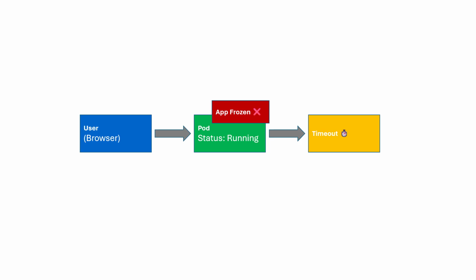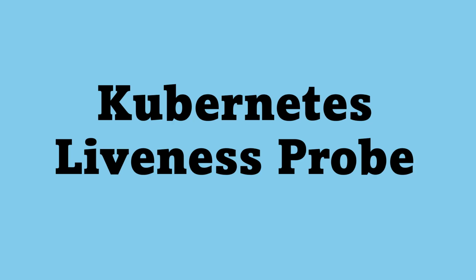Imagine your app is up, but it's frozen. Kubernetes thinks it's fine, but your user sees a timeout. What if Kubernetes could detect that automatically and restart it? That's exactly what the Liveness Probe does. In this video, we will build one from scratch with a real Python application and a real-world demo.